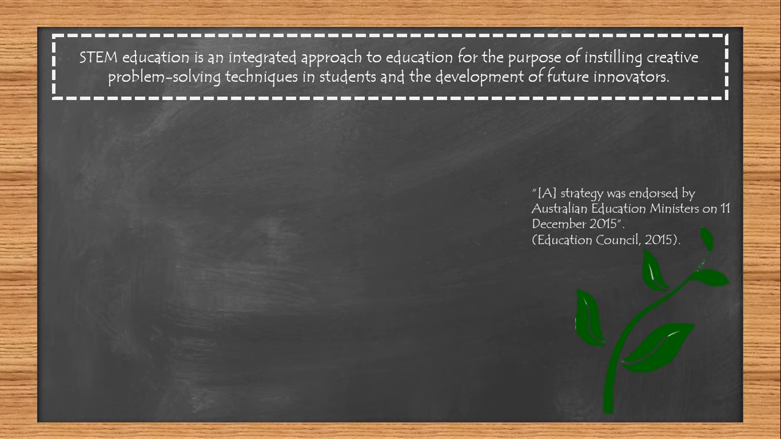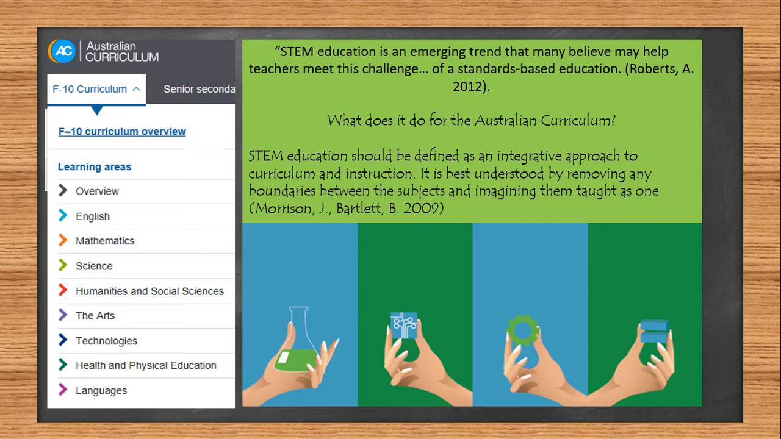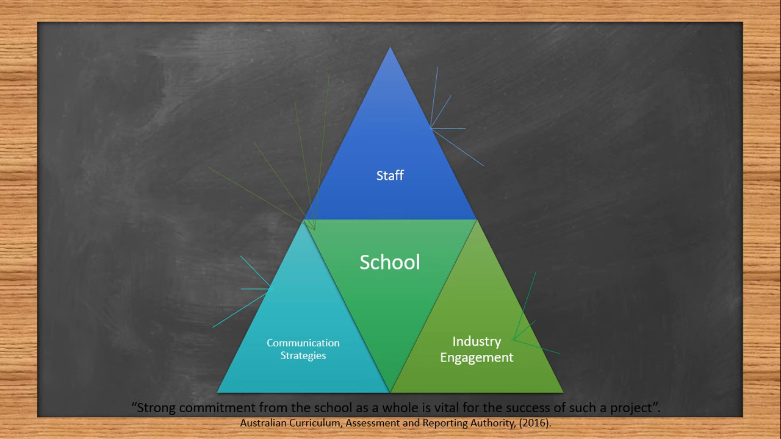How did it stem? Australian education ministers decided in 2015 that it had to be a big priority, especially in the curriculum, because there's so many learning areas that need to be catered for. So STEM education is an emerging trend that many believe may help teachers meet this challenge of a standards-based education, using all the different key learning areas and integrating them.